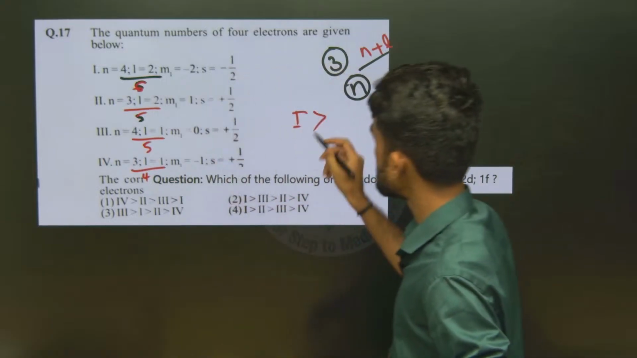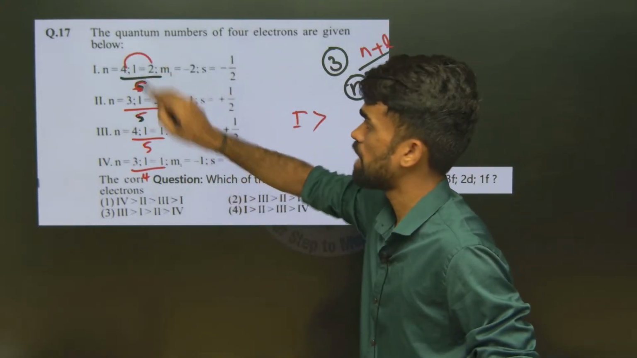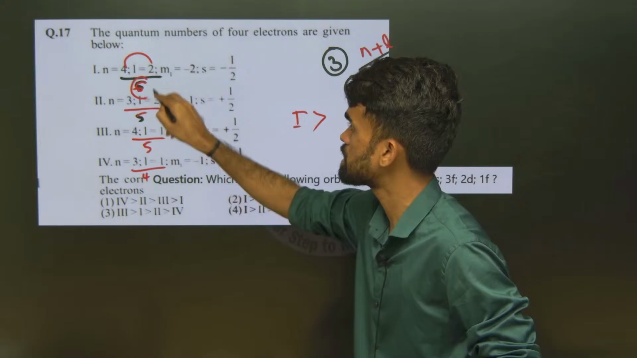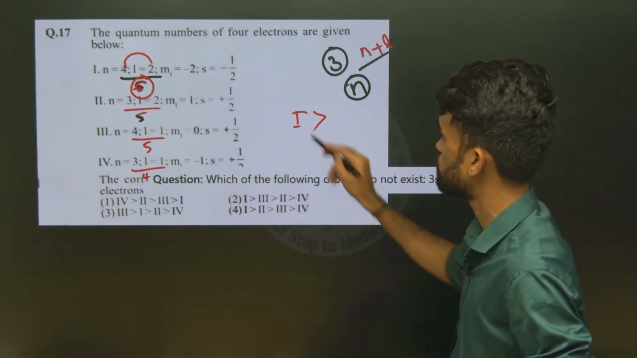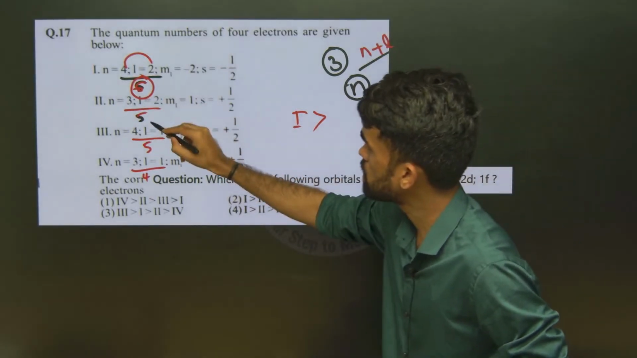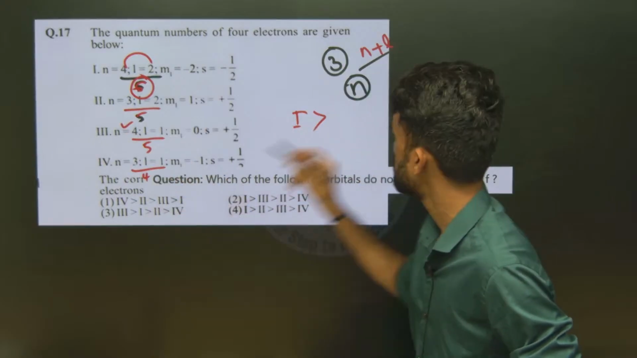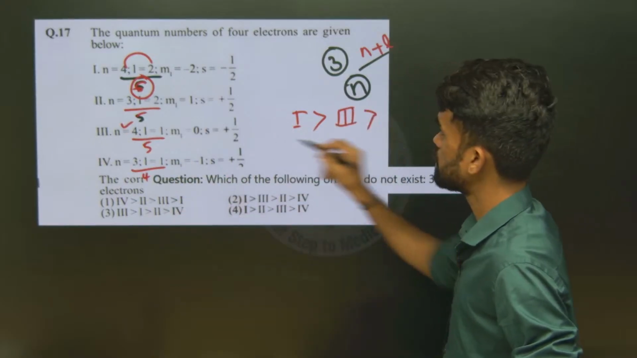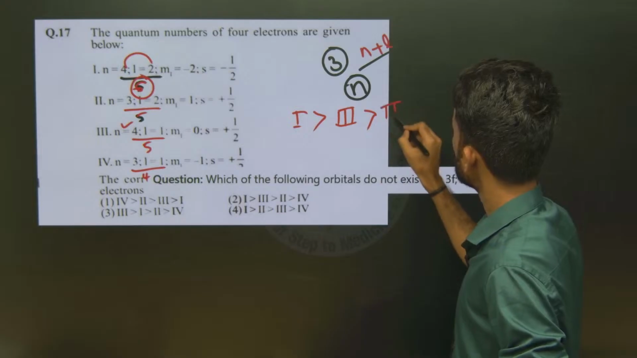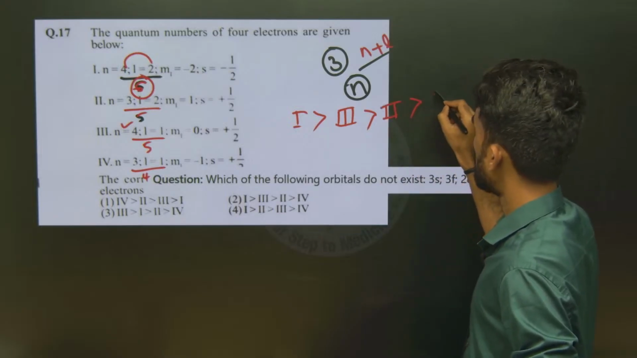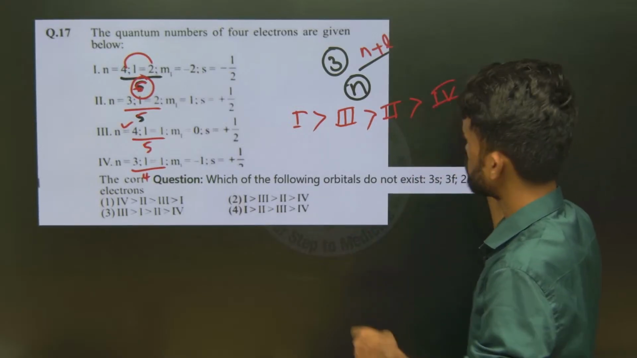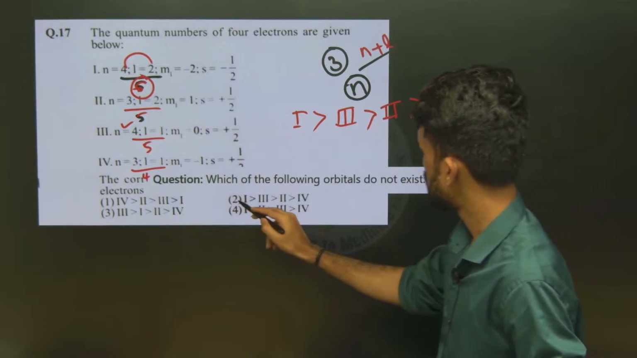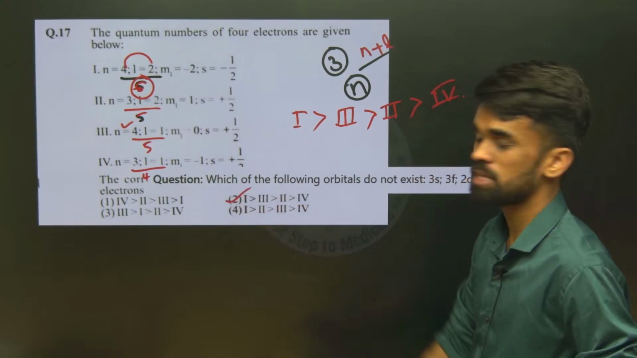Yes, so first find the n plus L value. The sum is 6, so greater n plus L will have the highest energy, that is 1. After this, out of these 2, greater n value is here, so 3. After this you can say 2, and the least is 4. So where do we have this kind of answer? See, 1 3 2 4. Yes, this will be the perfect answer.